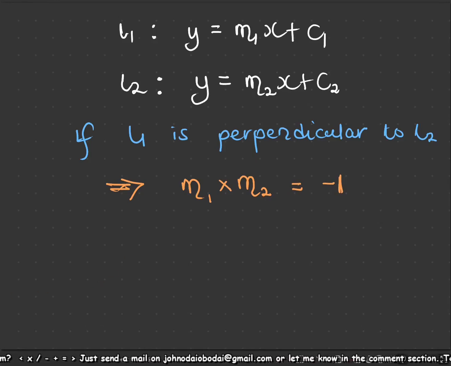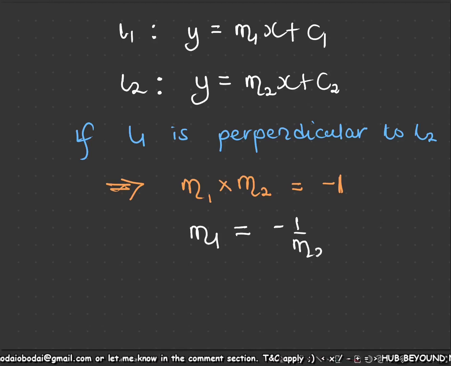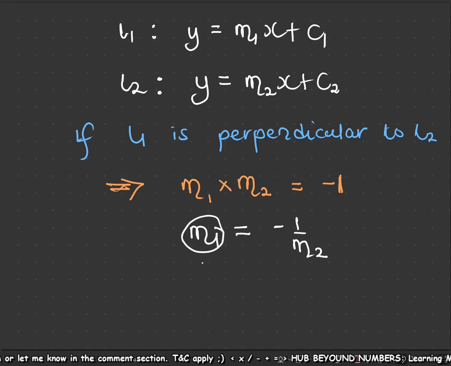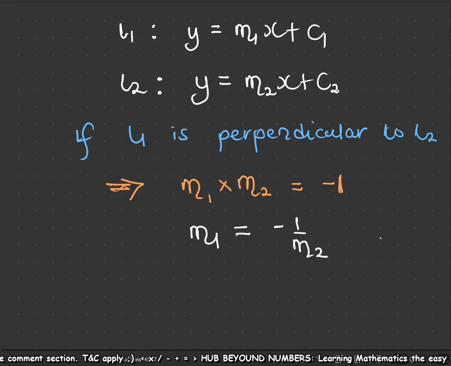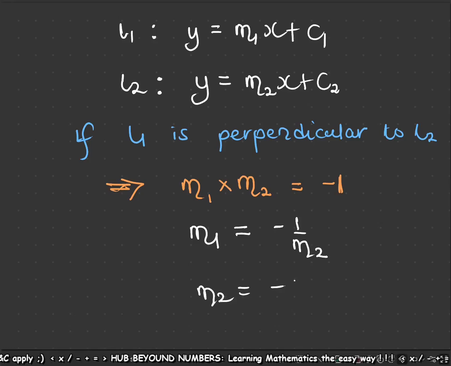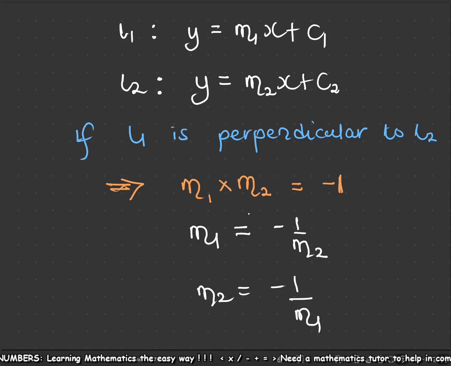Some can also say that m1 is equal to -1 over m2. In other words, the gradient of one is the negative reciprocal of the other. So you can also say that m2 is equal to the negative of the m1 reciprocal. So you can use any of these three principles. It's actually the same thing.